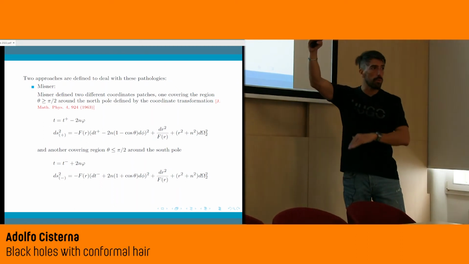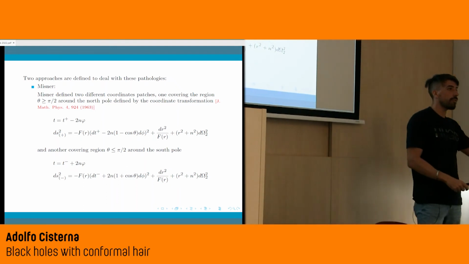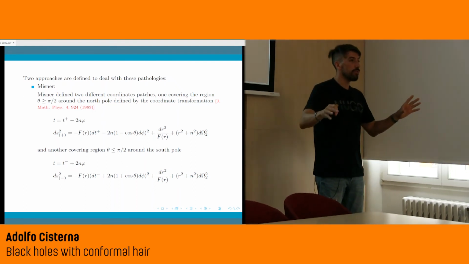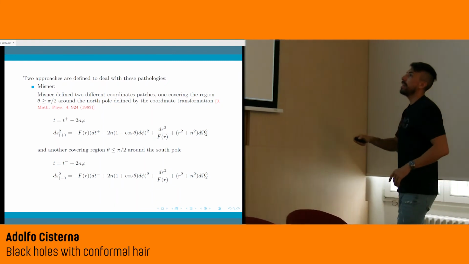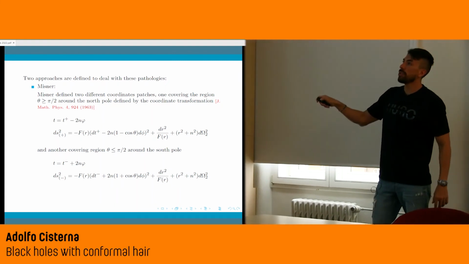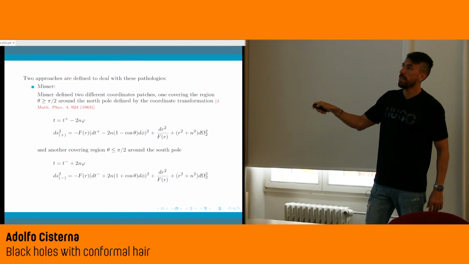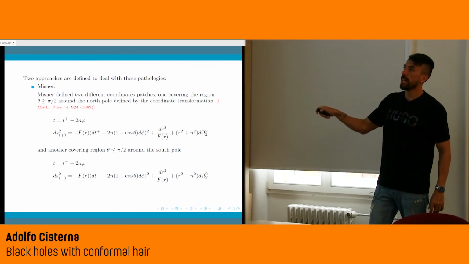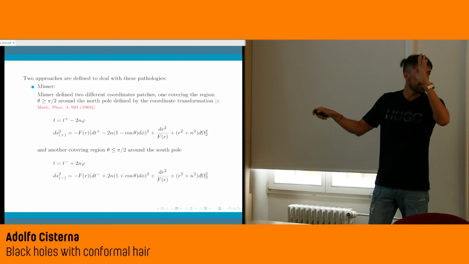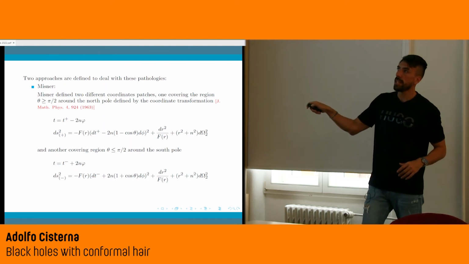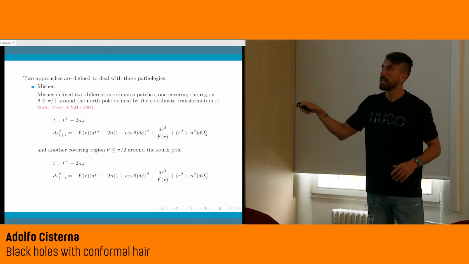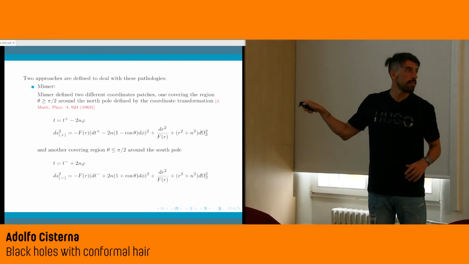cover the north and the south pole of the axis, so they go from 0 to pi over 2, and then from pi over 2 to pi. And he said, okay, let me write the metric in such a way that I use this first patch here, which is called the north pole patch, the plus patch, and let me write down the metric in these coordinates, okay? So basically change the time by T plus and write down the metric again.